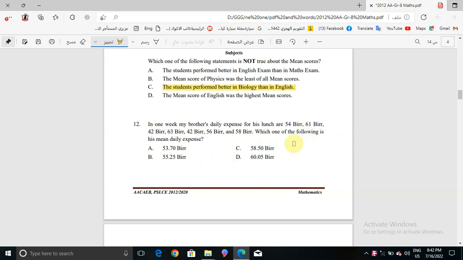What we will do here, first of all, is that it is asking about the mean, right? It is asking about the mean. So first of all, what we have here is 54. So we will take 54 plus 61 plus 42 plus 63 plus 42 plus 56 and plus 58.